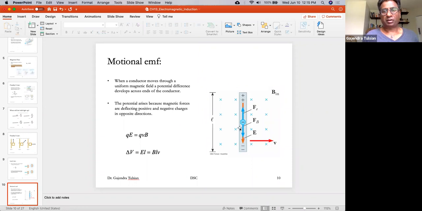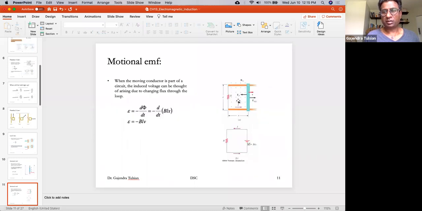If you take a metal rod, this is motional EMF. If you move it perpendicular to a magnetic field, there's a voltage induced between the ends of the rod. Okay, so if you move it perpendicular, there's an EMF induced between the ends of the rod, and the EMF induced between the ends of the rod is equal to BLV.